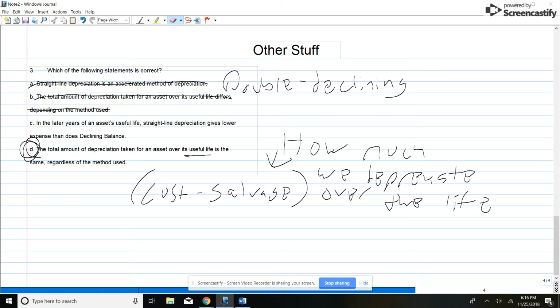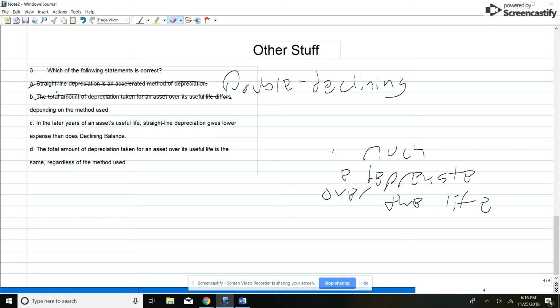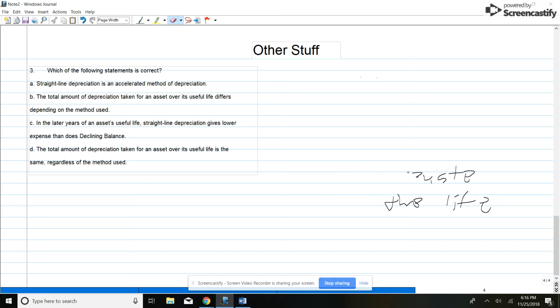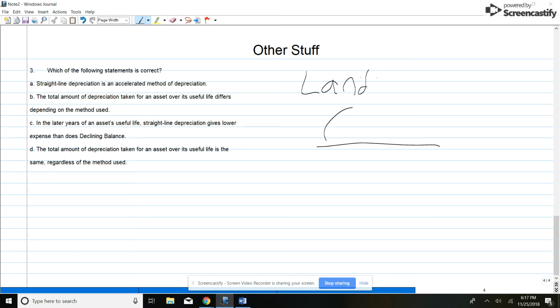Now let's talk about what assets are actually depreciable or depreciated. Remember, the only long-term asset that isn't depreciated is land. The reason being is because it is permanent. So if we tried to figure out a denominator or a useful life, it would just be infinity, and thus it would be weird trying to figure out the depreciation per year.